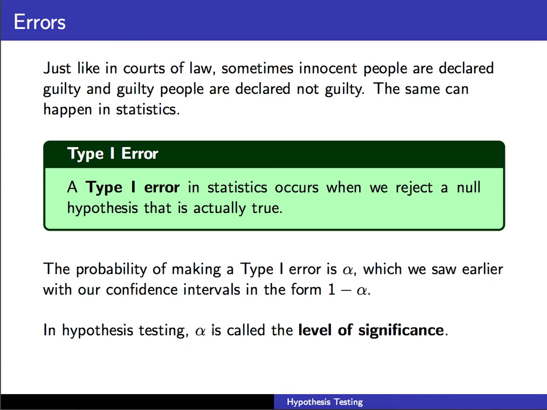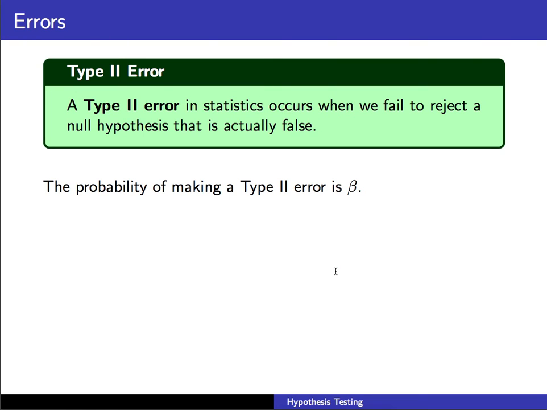So keep in mind, the probability of rejecting a true null hypothesis is that value of alpha. So it's our probability of making a type 1 error. It's the probability of declaring an innocent person as guilty. Type 2 errors, on the other hand, occur when we fail to reject a null hypothesis that is actually false. So that is declaring a defendant not guilty when they actually did the crime. The probability of making a type 2 error is beta.